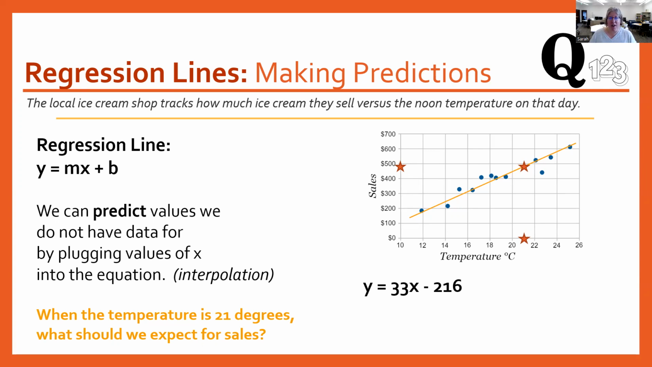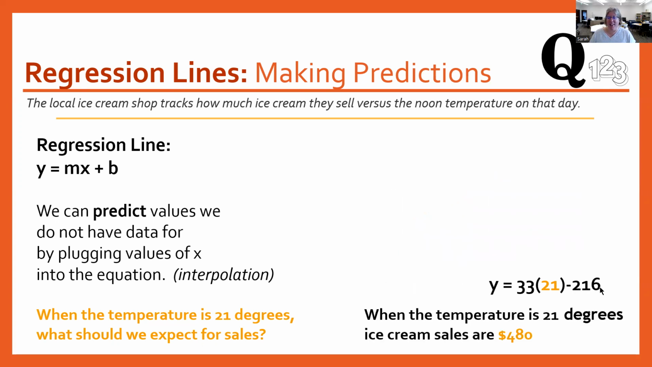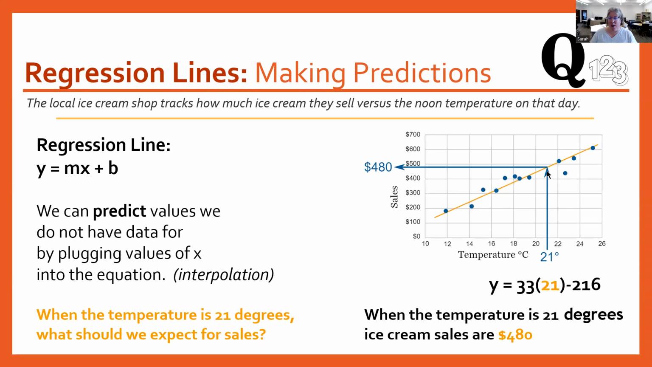To get the exact value of the prediction, we're going to plug that 21 in for x. So that'll look like y is equal to 33 times 21 minus 216. And that gives us a total of $480. If I was going to interpret this prediction in context, it would sound something like: when the temperature is 21 degrees, the predicted ice cream sales are about $480. And picture-wise, that point for the prediction is this point right here where the $480 and the 21 degrees line up. And all of your predictions are always going to sit right on the line. That's how that's going to work.